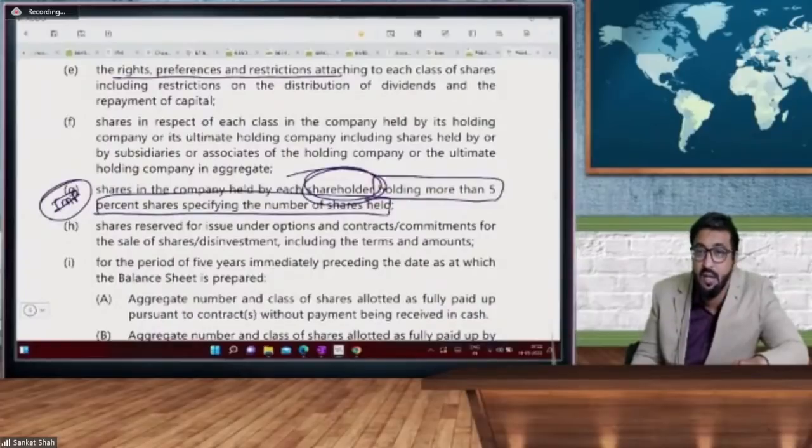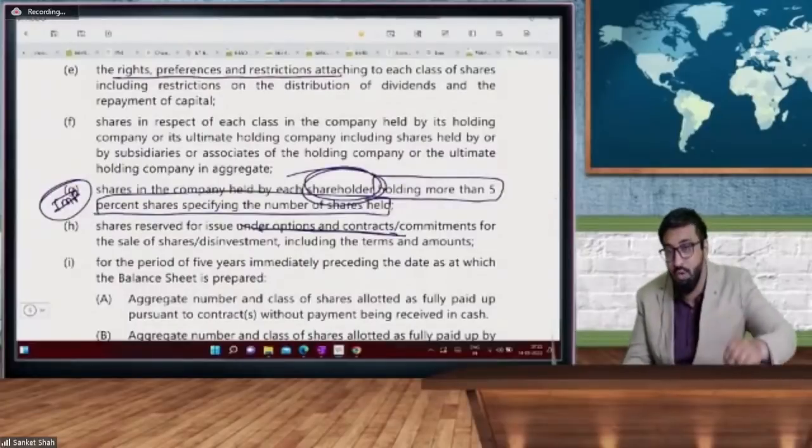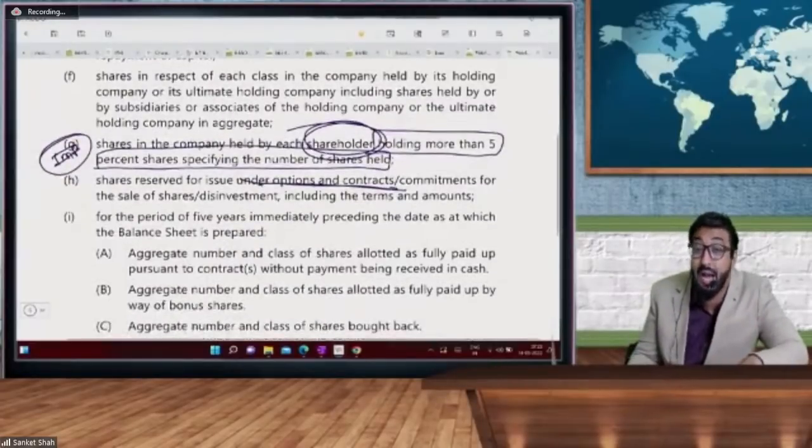Shares reserved under options and contract commitments for the sale of shares or disinvestment, including the terms and amounts. So those shares which you are going to issue, like ESOP. ESOP now it's in group 2, employee stock option plan. Suppose if an employee is in your company for the next 4 years, then you are going to issue some shares. So that is not your obligation now. That obligation is after 4 years, but still such contracts have to be presented. So these terms and conditions, you have to present to your shareholders. So it's very, very important that you are going to see it in advanced accounts. Okay beta, it's easy.